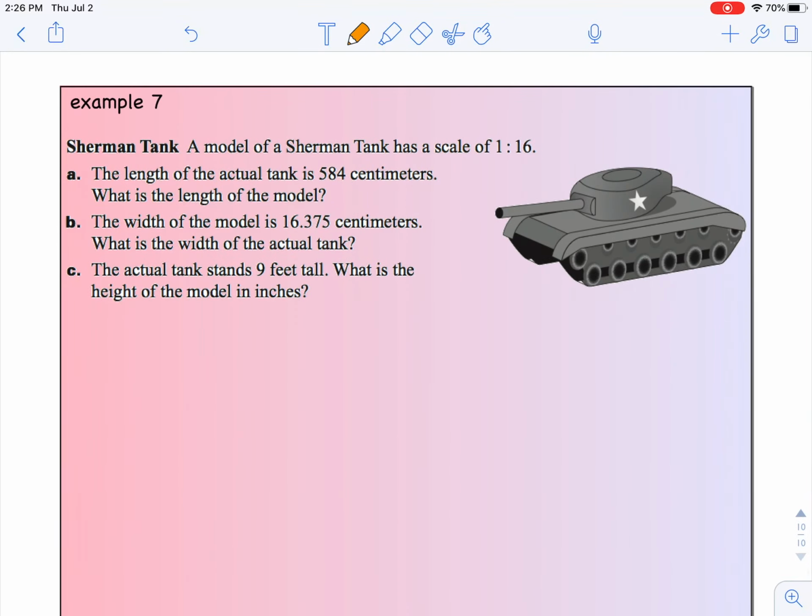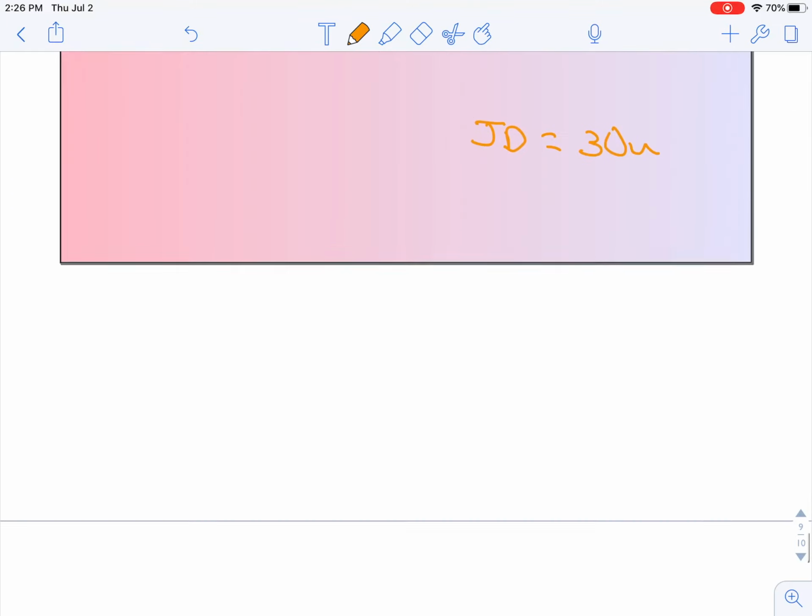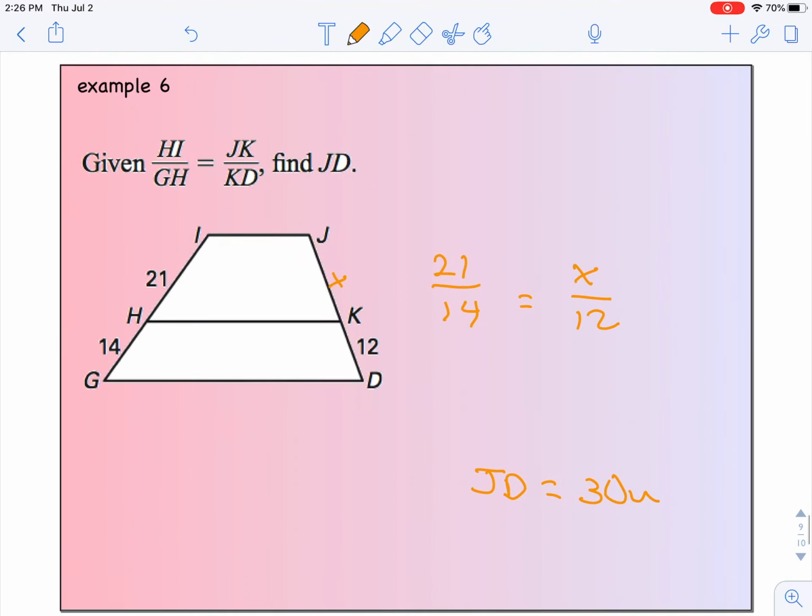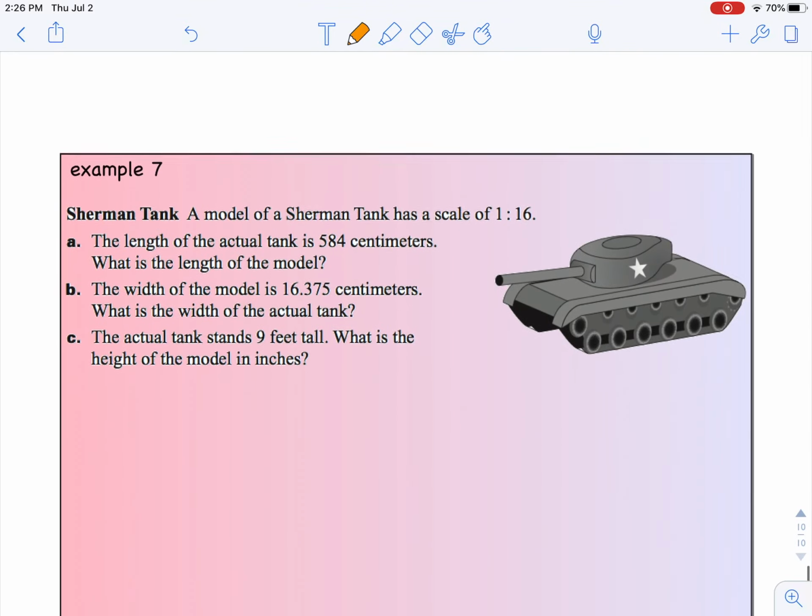All right, so well, and in fact, going back to this one, this was the one that we had to pay attention that we were making sure that we were finding the whole length JD because our X here is equal to 18, but notice they want the whole thing JD. So that's what I wanted to point out on that one.